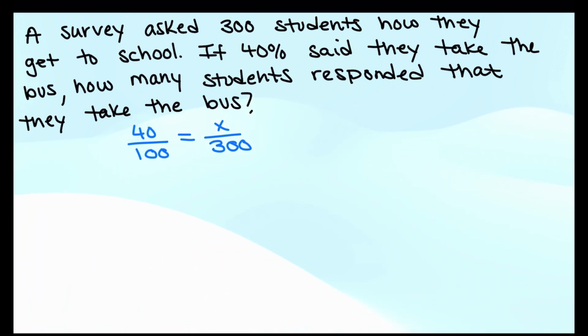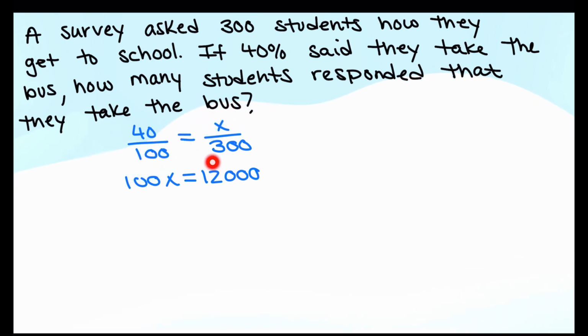So my proportion turns into 40 over 100. 40 is the percent, so it goes over 100. 300 is my total. That goes on the bottom. And we're solving for the part, so I put an x on the top of the right side of the proportion. Now we can set our cross products equal. 100 times x equals 40 times 300.